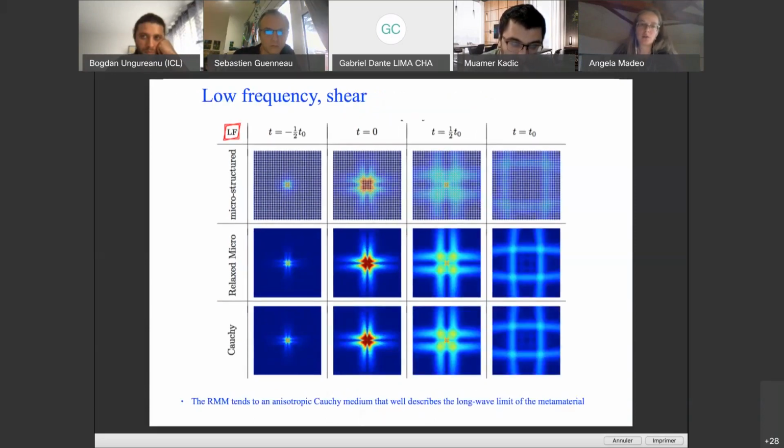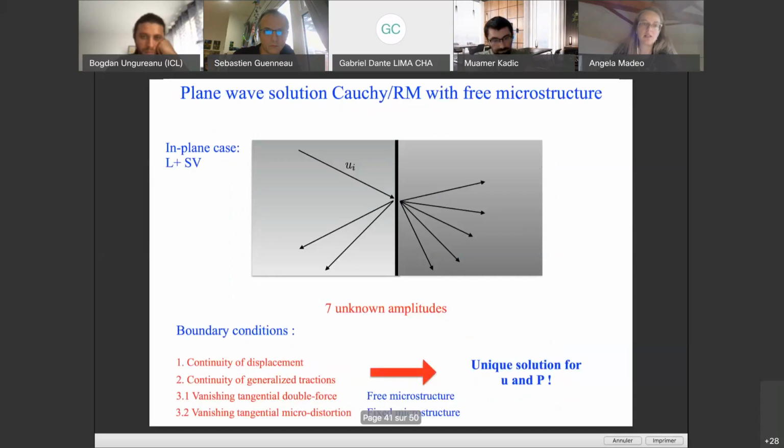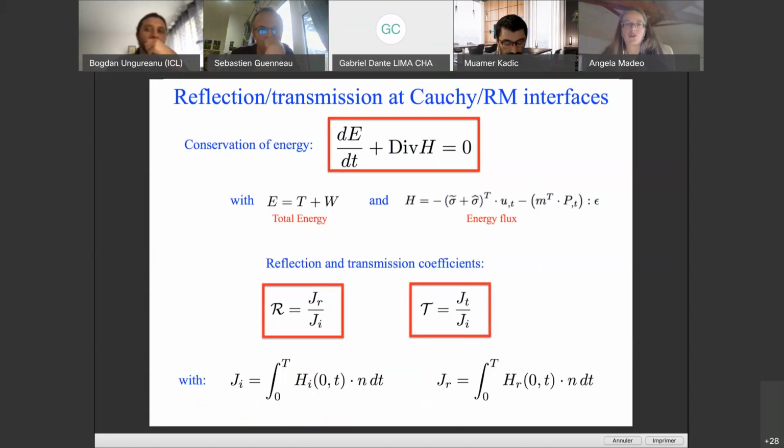Okay, the same for shear waves. This we can go very quickly. We put an interface because, to conclude, our final goal is to go towards finite size structures. So we want to put boundary conditions in the affair and see, can we model something realistic? This we saw for Cauchy continua. The only interesting thing is the flux for the micromorphic, which of course will involve your new quantities, but you can define reflection and transmission as usual.